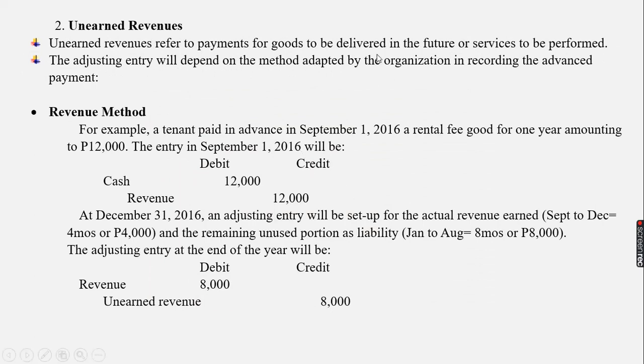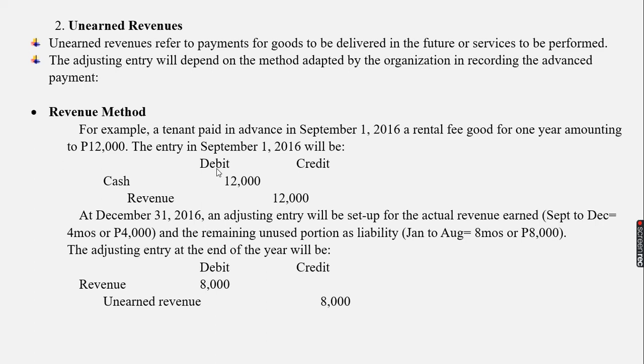Number 2 is unearned revenue. So, unearned revenues, parang itong pautang mo, ay pinautangan, ikaw pa itong nakautang sa kanila, di ba? So, unearned revenues refer to payments for goods to be delivered in the future or services to be performed. So, pinayaran niya in advance yung goods or services na i-deliver mo in the future. So, binayaran na niya. So, parang ikaw yung nakautang ngayon sa kanya. So, that means unearned revenue. The adjusting entry will depend on the method adopted by the organization in recording the advance payment.